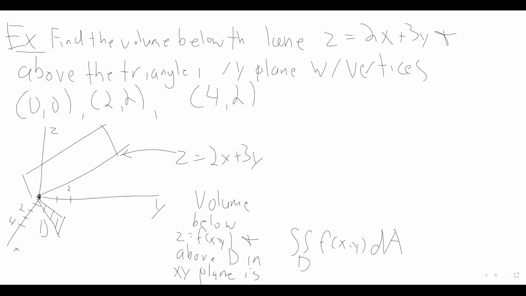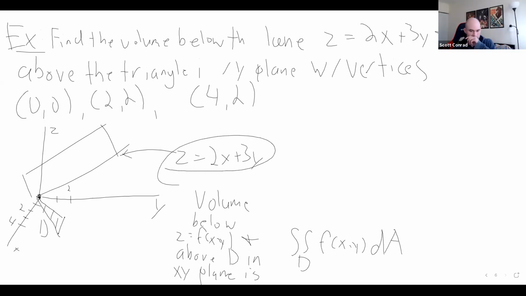Okay, so the thing we're going to be integrating is this guy. This guy is the graph of the function 2x plus 3y. It's the surface z equals 2x plus 3y. And so that's what we're integrating to find the volume below that. So now we know what we're integrating. Now we need to look at our region D and figure out what the bounds are and what order we're going to integrate it in.